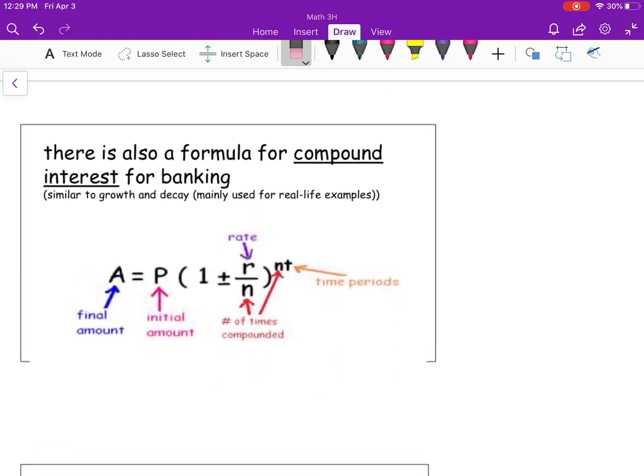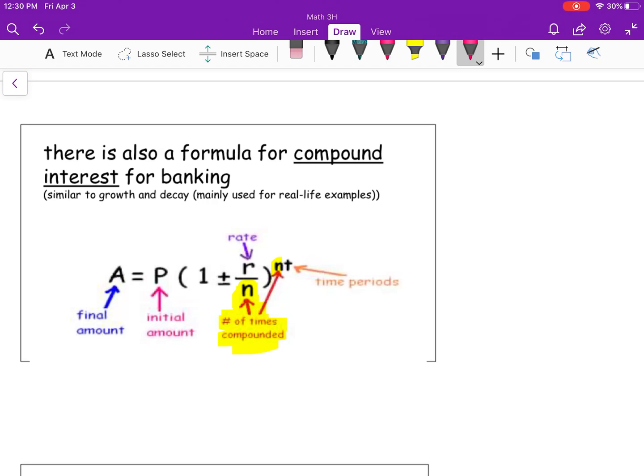There's also, when you're doing a banking problem, compound interest. A equals P times 1 plus r over n. This is the tricky part right here, because it actually ends up going to two different places. We still have our final amount, our initial amount, our 1, and our plus. You're not usually going to have a minus here, but I like to show you this because sometimes population deals with this one. It's a rarity, but it could. It's the rate divided by the number of times it's compounded.